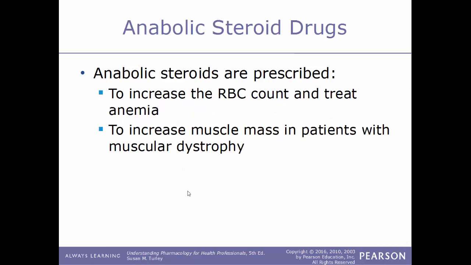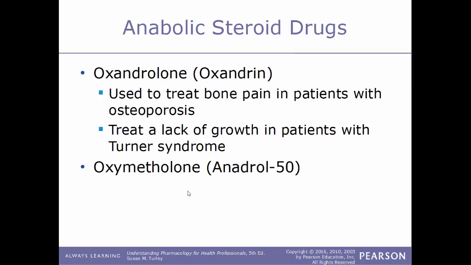So anabolic steroids can also be prescribed to increase the red blood cell count and to treat anemia. And they can also be used to increase muscle mass in patients with muscular dystrophy. Some examples of anabolic steroids: oxandrolone, also known by the name Oxandrin. This is used to treat bone pain in patients who have osteoporosis. It's also used to treat a lack of growth in patients who have Turner syndrome. Another drug would be oxymetholone, also known by the name Anadrol-50.